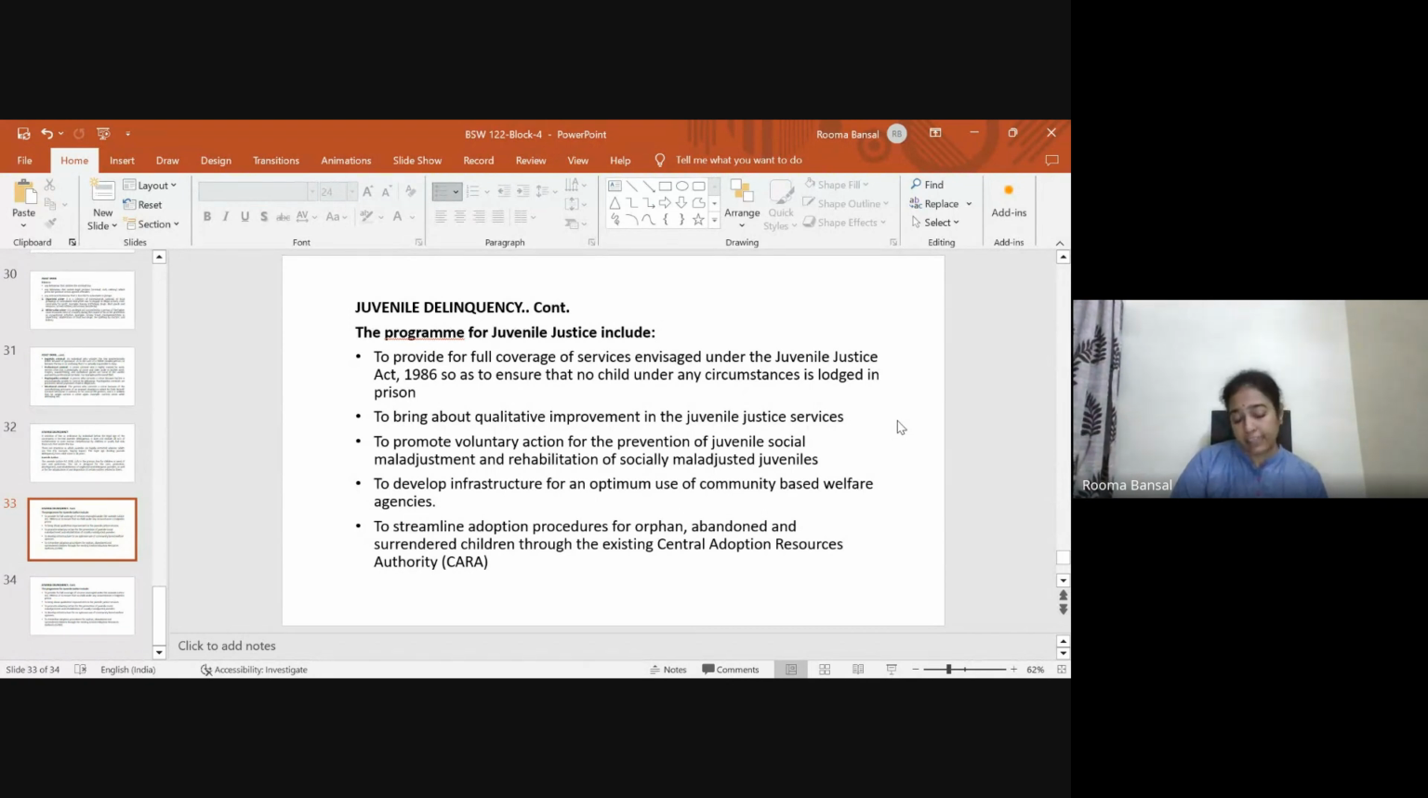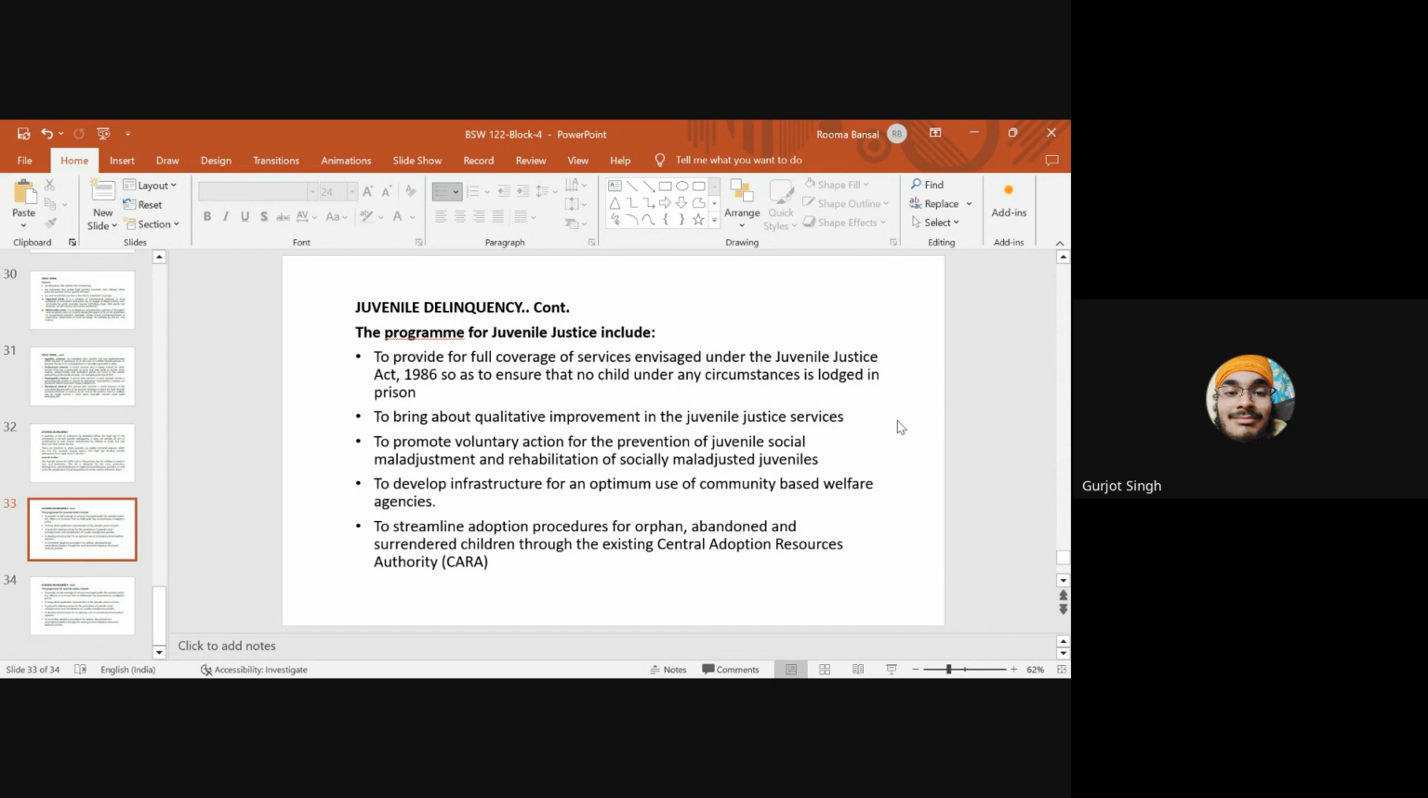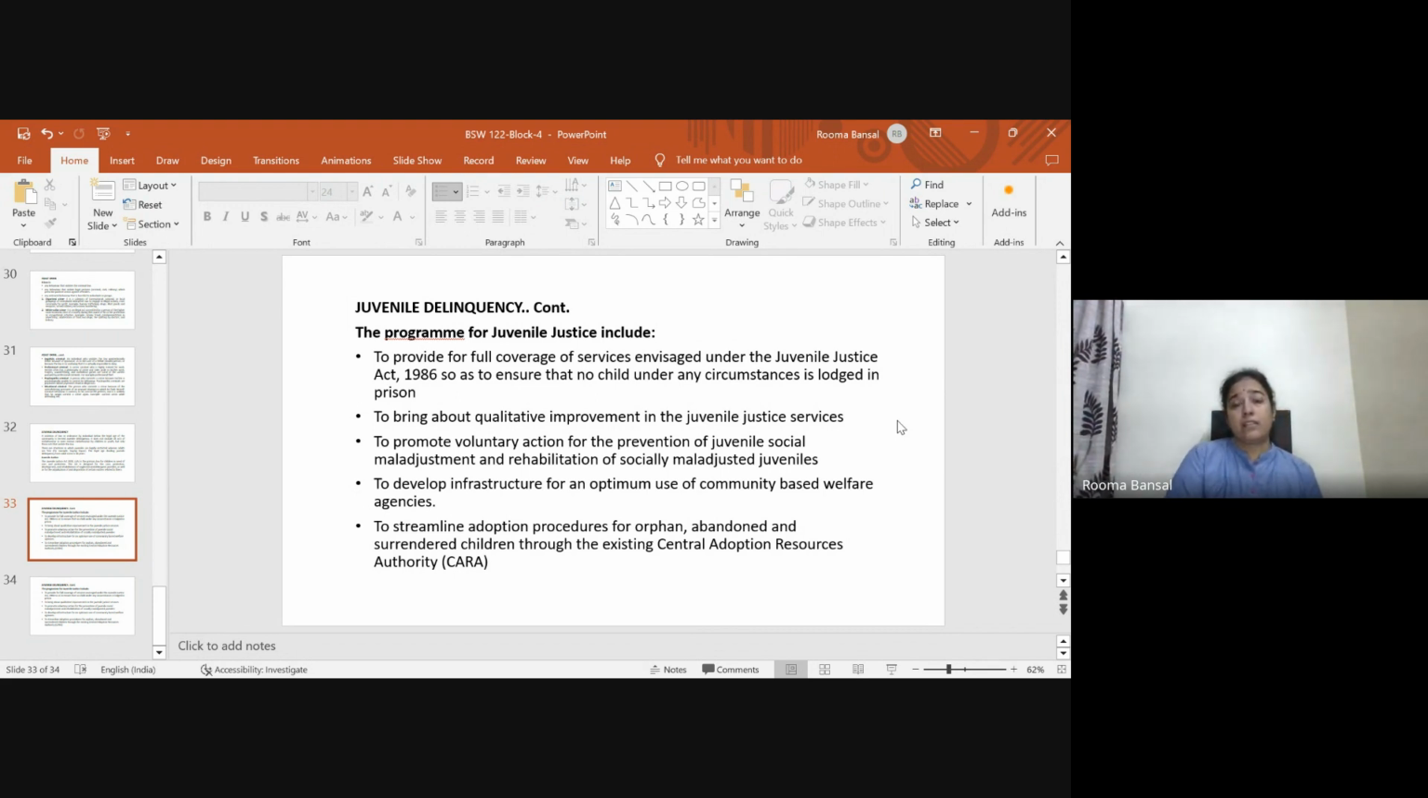See, if any adult person commits some crime and gets caught, then our judiciary sends him to jail or prison. But if a juvenile or a teenager commits some crime and gets caught, then the government sends him or her to correction homes. Ma'am, nowadays teenagers also need this kind of place. In fact, they have so many kinds of activities there, like vocational training. They get educational facilities also to continue their education. So the Juvenile Justice Act says the government should develop infrastructure for an optimum use of community-based welfare agencies.